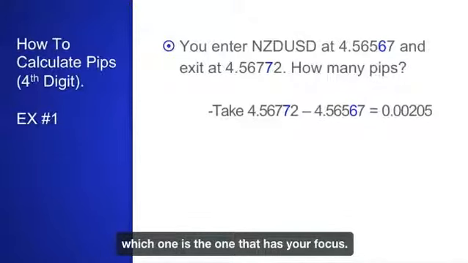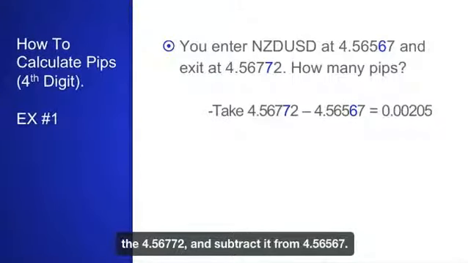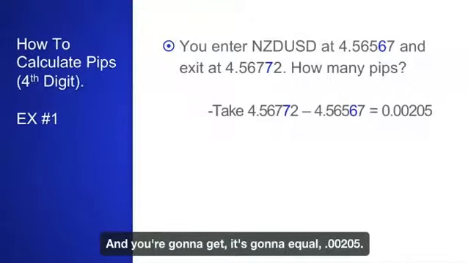Now what you're going to do is you're going to take the 4.56772 and subtract it from 4.56567. And you're going to get, it's going to equal 0.00205.